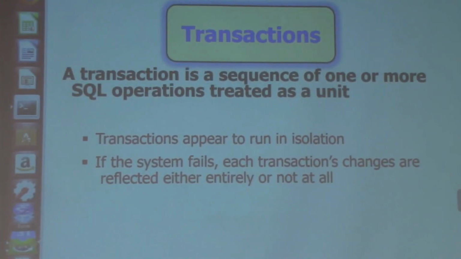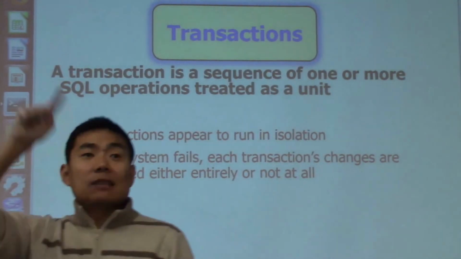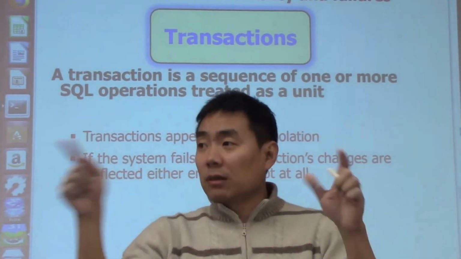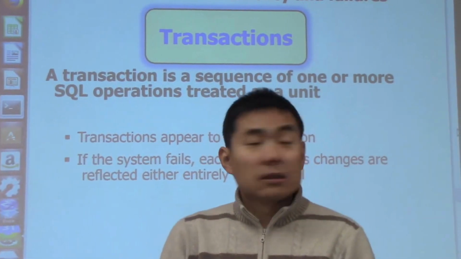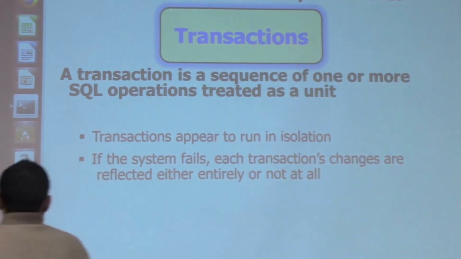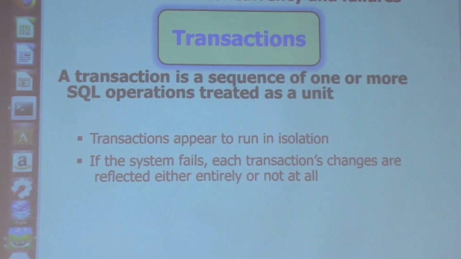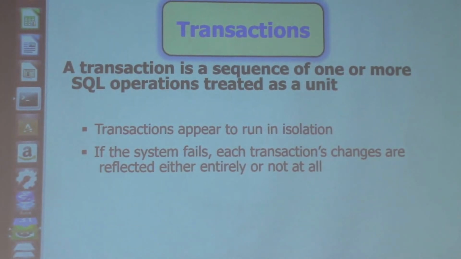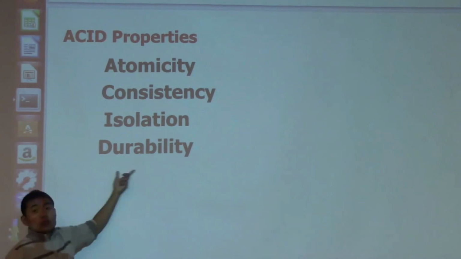Okay, so that's so much about isolation. ACID. We're done with the I, and we will come back and visit this when talking about the scheduler. That's kind of related to Charlie's question. Now, what about durability? What happens if the system fails? Well, each transaction's changes are reflected either entirely or not at all. This brings up the concepts called atomicity and durability.